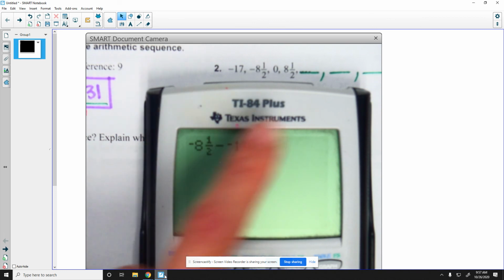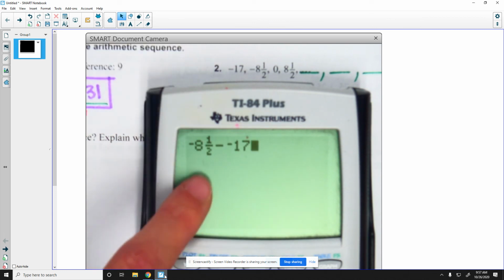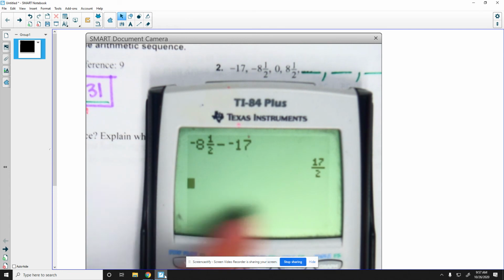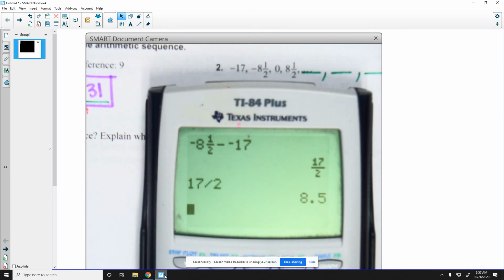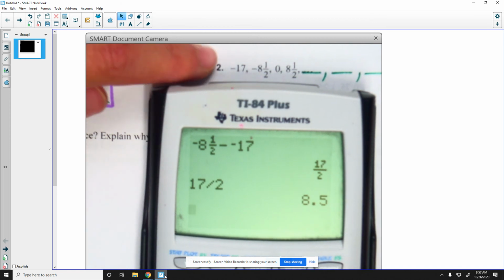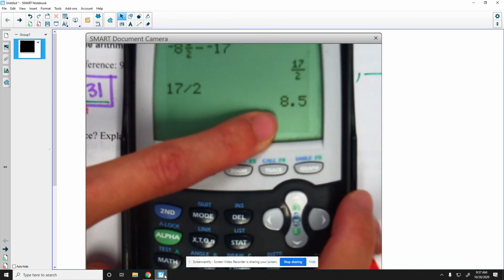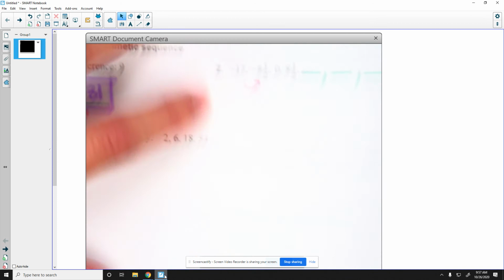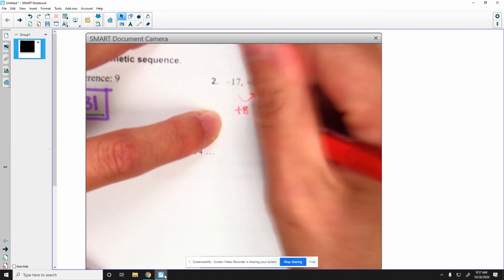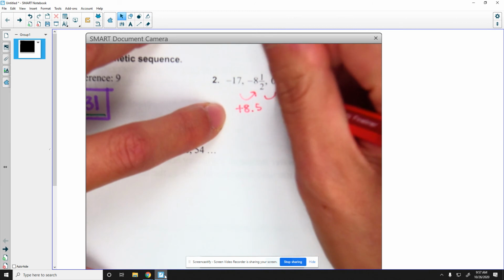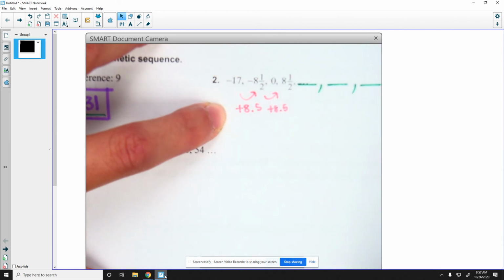Okay, so do you see what you're doing? You need to see how much you're adding or subtracting by. So I need to take the second number and subtract it by the first number. So it's 17 over 2, which is the same thing as I'm adding 8.5. Okay, that's how I figure out my common difference. Take the second number, subtract it by the first number. So since it's a positive 8.5 in my calculator, that means I'm adding. If it were a negative, then that means I'd be subtracting, which makes sense. -17 plus 8.5 gives me a bigger number, -8.5. -8.5 plus 8.5 obviously gives me 0.